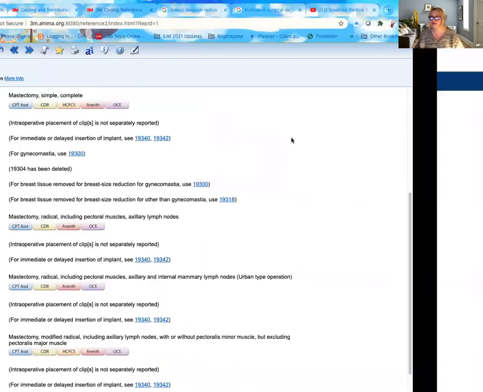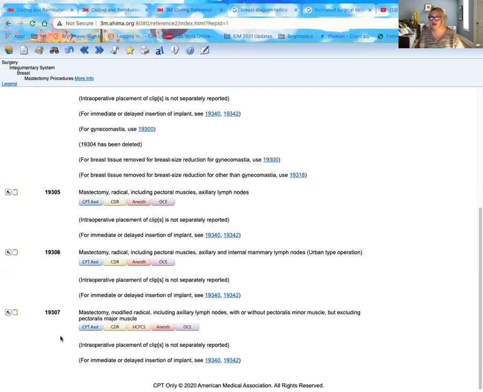So I'm going to list my codes as 19307-RT, comma, space, 19303-LT-51 for multiple procedures. Now it seems like I'm almost done, but I want to look through everything else that we have here. We have intraoperative placement of clips is not separately reported. That's where they put a little metal clip in the breast tissue that's left behind to identify where a lump was. This is not the case, and it wouldn't be reported anyways because we didn't do that.